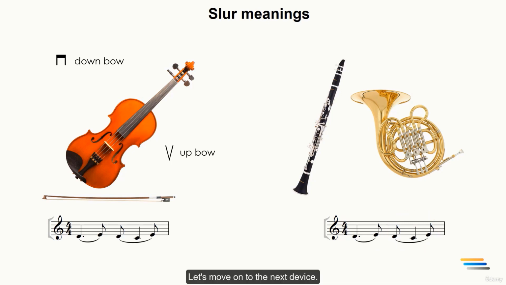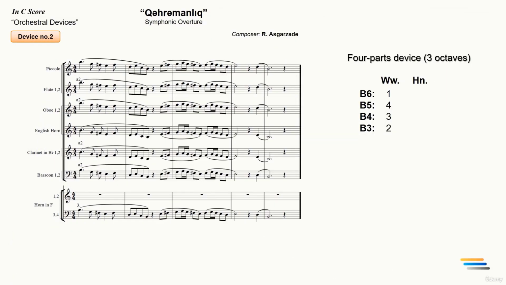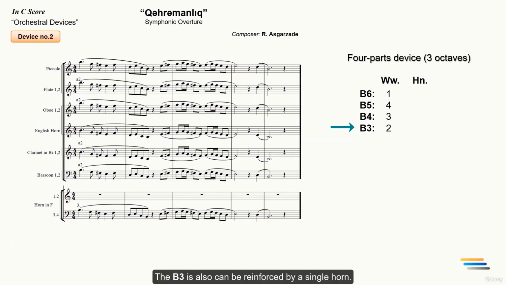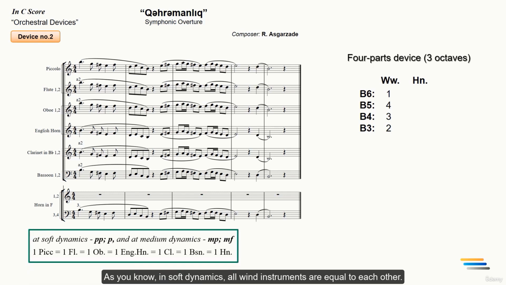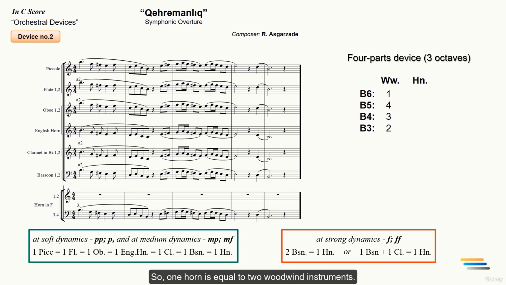Let's move on to the next device. The B3 can also be reinforced by a single horn. As you know, in soft dynamics, all wind instruments are equal to each other. However, at strong dynamics, the French horn is twice as strong as the woodwind instrument. So, one horn is equal to 2 woodwind instruments.